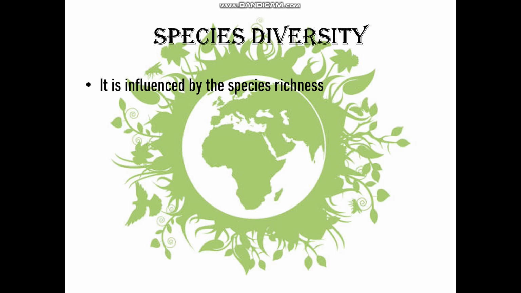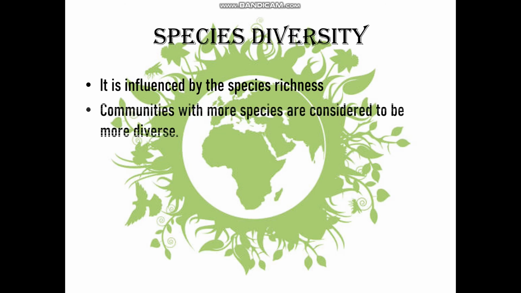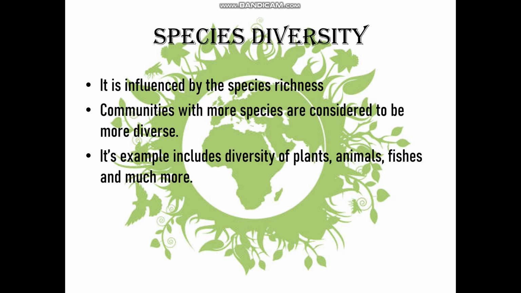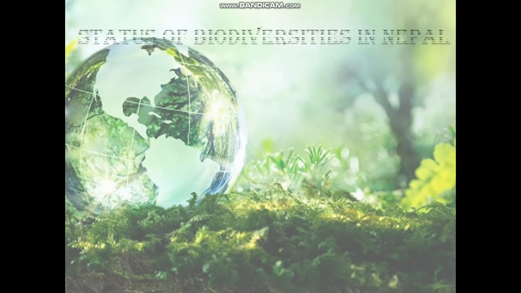Now, the frequency and variability among the living organisms by species variability in a geographical region is said to be species biodiversity. The example of species biodiversity includes diversity of plants, animals, fishes, and so on.